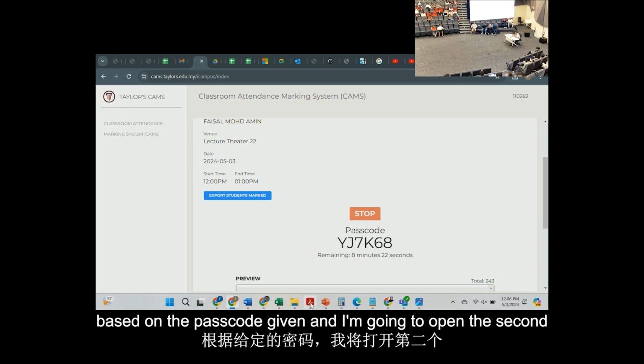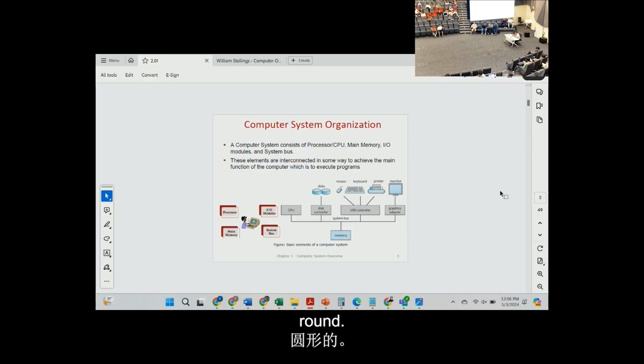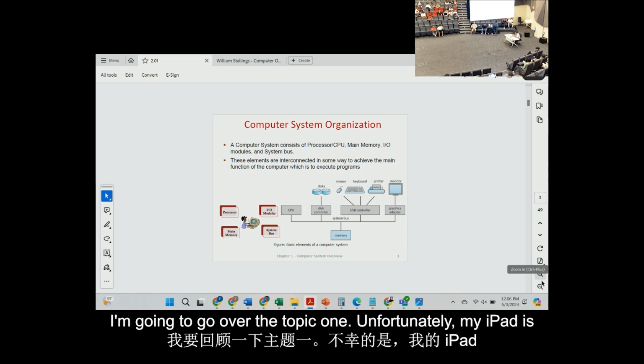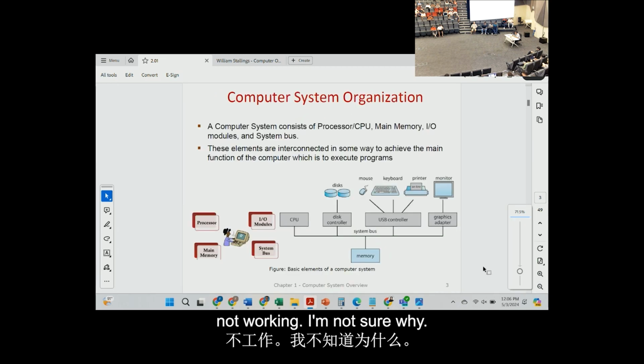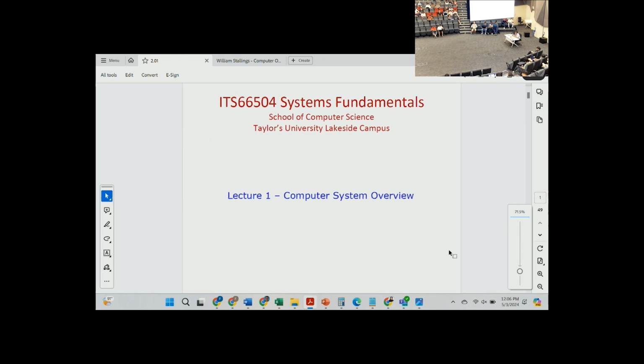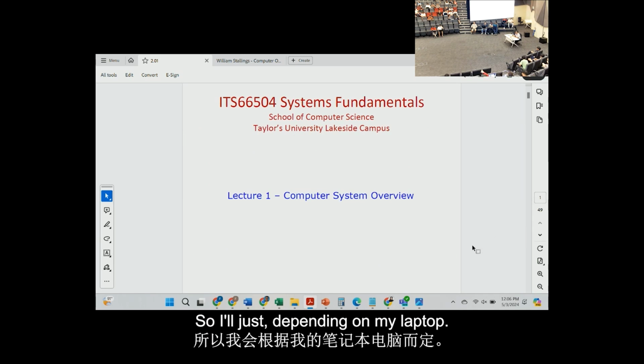So let's cover topic 1. Unfortunately my iPad is not working. I'm not sure why, so I'll just depend on my laptop. Right, so let's go on with lecture 1.